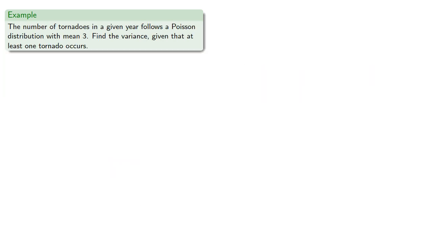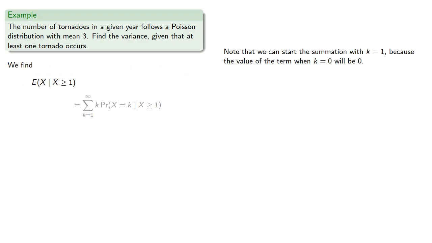Or let's consider another case where the number of tornadoes is a Poisson distributed random variable with mean 3. Let's find the variance given that at least one tornado occurs. So again, if x is the number of tornadoes that occurs in a year, we want the conditional variance. Note that we can start our summation with k equals 1 because the value of the term in our series when k equals 0 will just be 0.